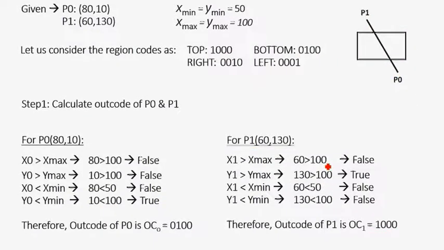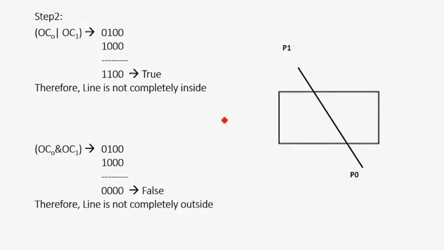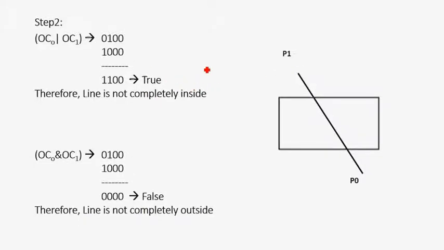Next thing that I am supposed to do is step 2. Now I have the outcode of both these points. I have to see if I can accept this line or reject this line straight away, concluding that it is either completely inside or completely outside on one side of the window. For that, I have to perform an OR operation.